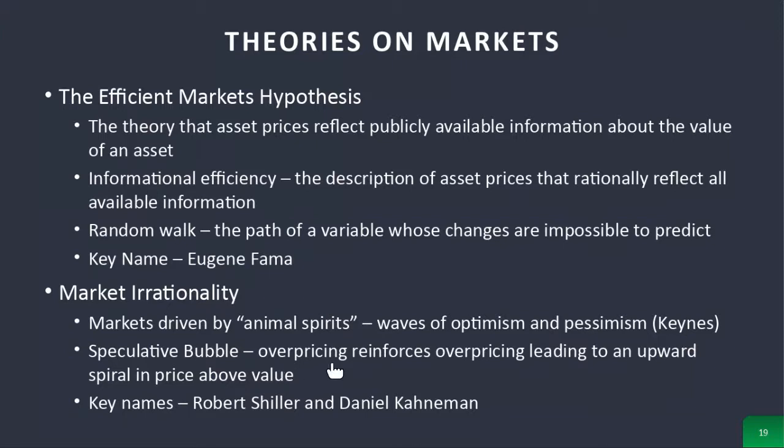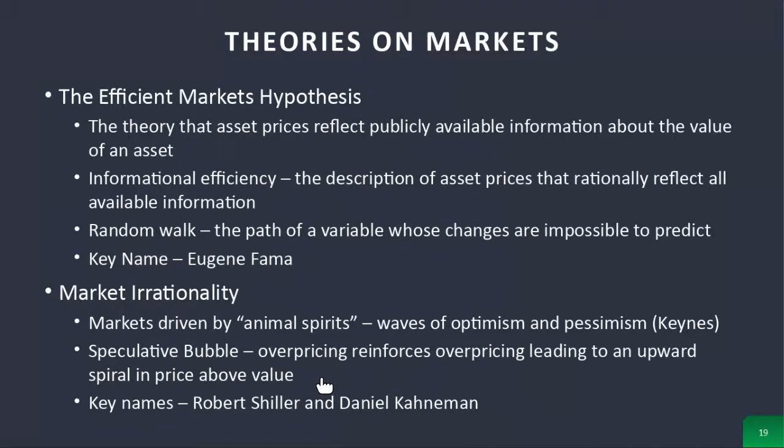Another idea is speculative bubbles. Speculative bubbles are an overpricing which reinforces overpricing, leading to an upward spiral in the price above value. For example, if everyone thinks that a company like Tesla is going to be super successful, they buy stocks in Tesla. Tesla's value goes up, which means more people buy stocks in Tesla, which drives up the value further, and so on and so on, even if the value of Tesla is not justifiable.